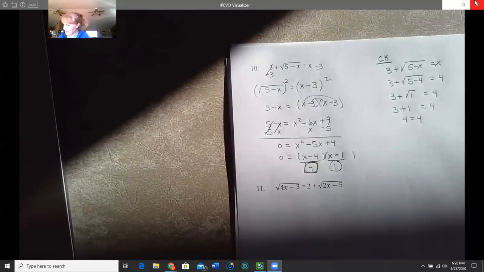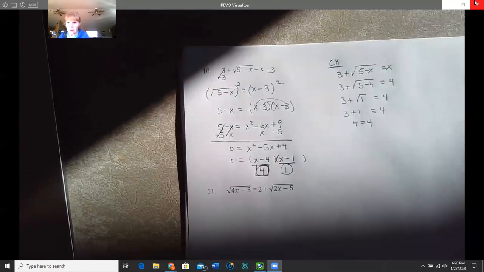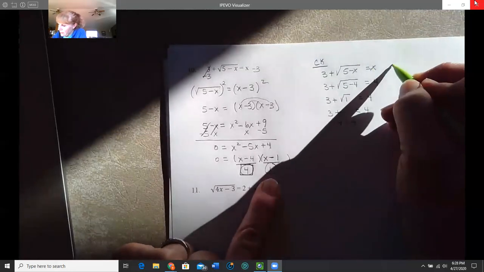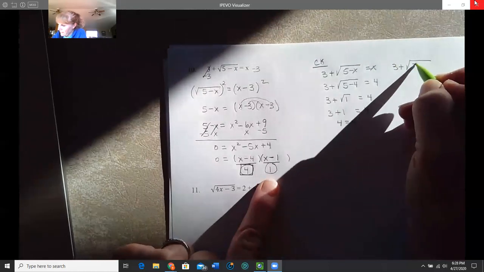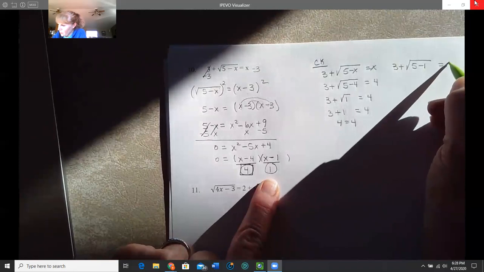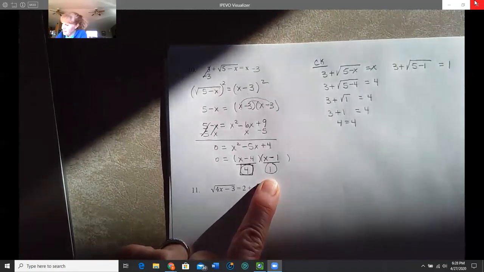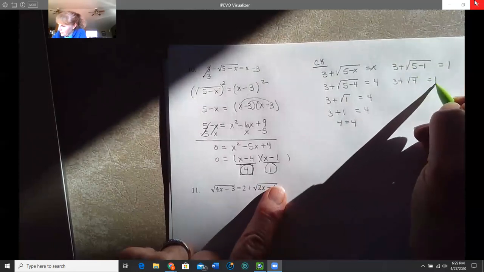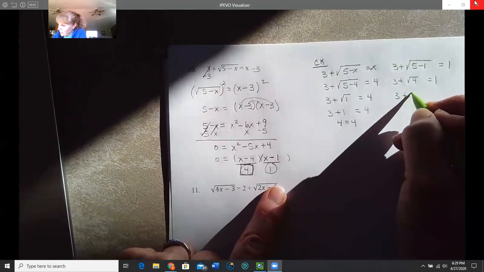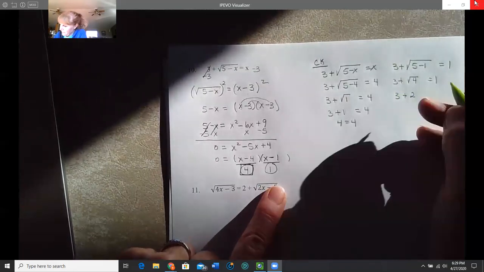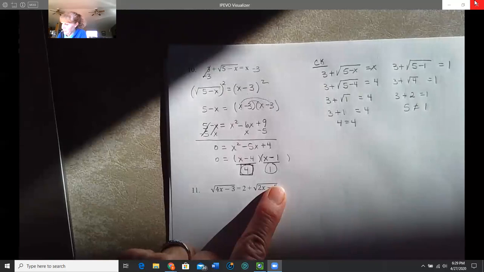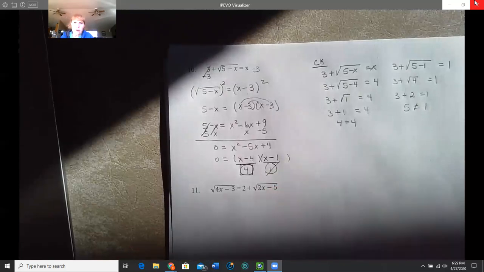Let's try the 1 and see if the 1 is going to work. I'm going to move this over just a bit. We're going to put 1 in for our x's. 3 plus the square root of 5 minus 1 equaling 1. So we're going to put in 1 now. 3 plus the square root of 4. 3 plus the square root of 4 is 5. 5 does not equal 1. So 1 is not a solution. Your only solution is 4.